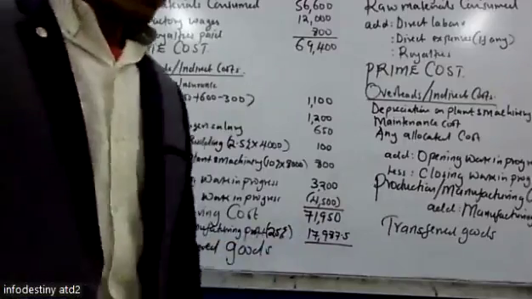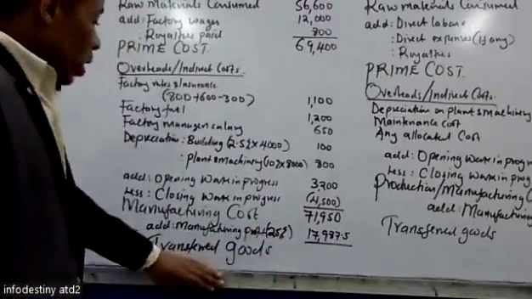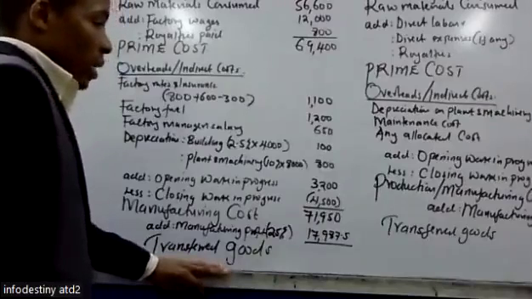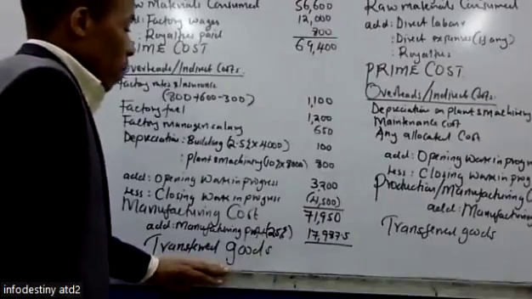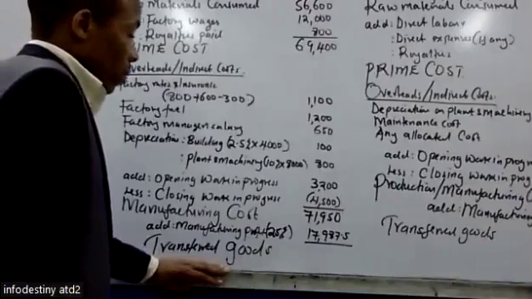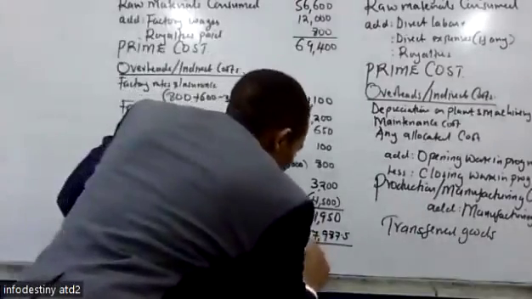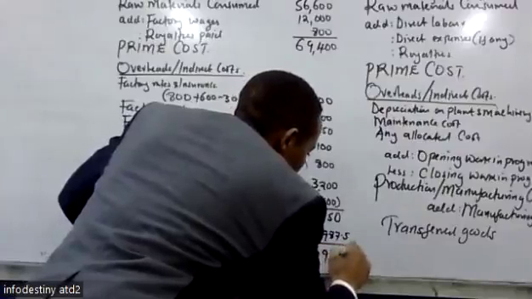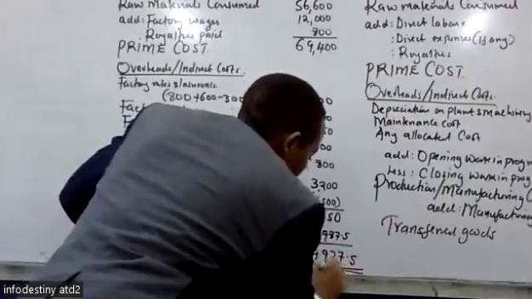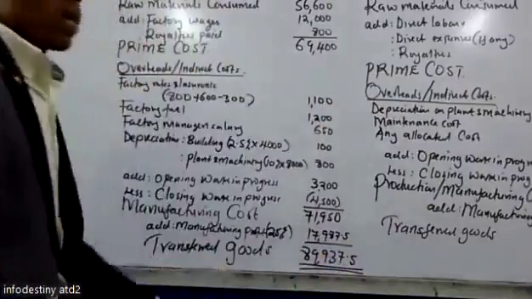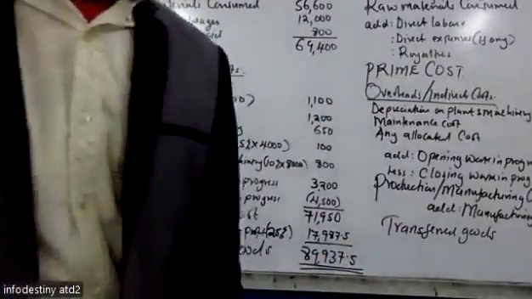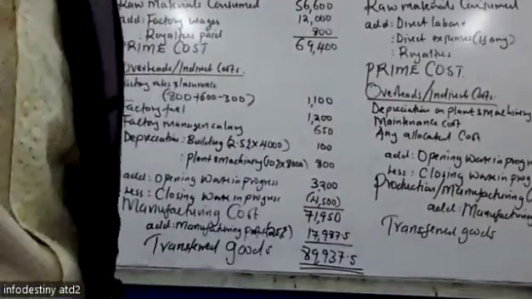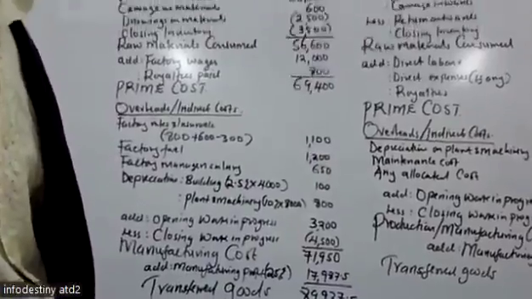Under the amount at which these goods are to be sold, it is 89,937.5. And that is the end of that manufacturing account.